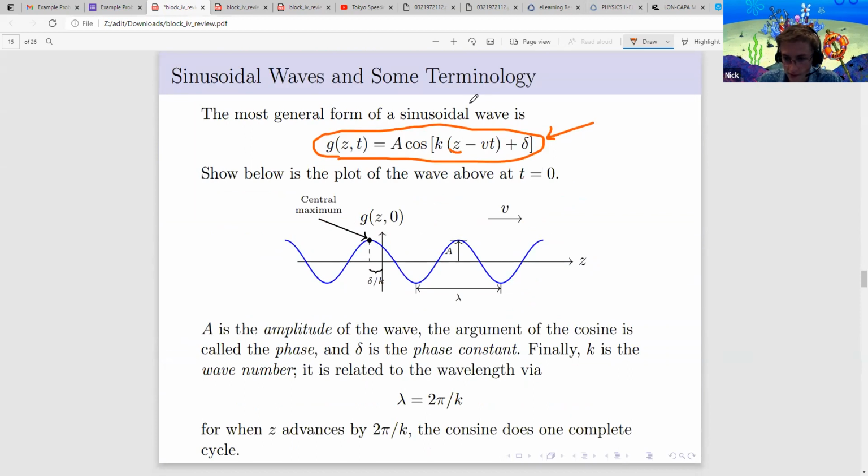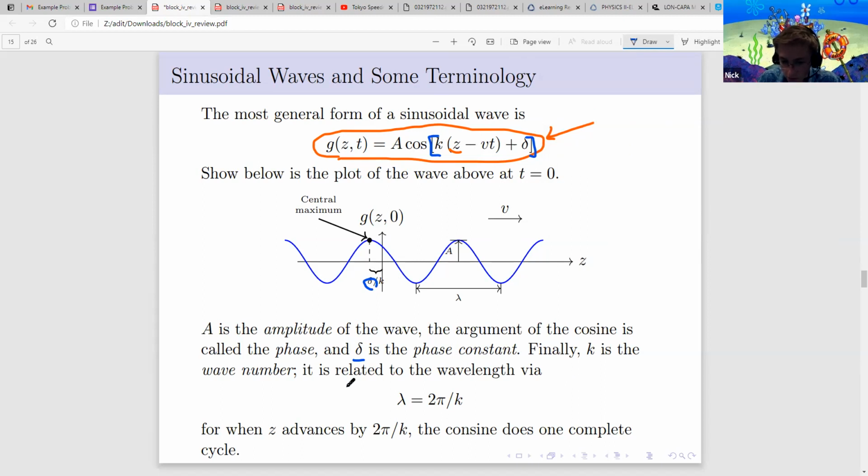And let's just get some terminology out of the way. So A is the amplitude of the wave. That's basically how high it is. The argument of the cosine, so everything in these square brackets, that's known as the phase, and delta is the phase constant, this lowercase delta. We usually don't have to worry about delta. It's just a way of shifting the wave back and forth horizontally. If I made delta bigger or smaller, the wave would move back or forth along the z-axis.